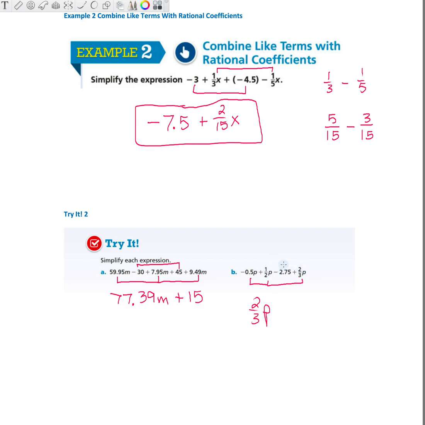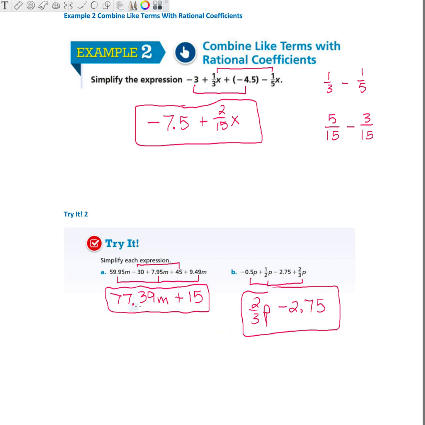And then another reason why this was pretty darn simple problem here, there's only one constant. And so that just goes along. I can't combine that negative 2.75 with anything because there are no other terms that are just constants. So there's the answer there. On either one of those, if you switch the terms around, like on this one, if the 15 was listed first, that's perfectly fine. Here, if you put the negative 2.75 first and then the plus 2/3 p second, it would be perfectly fine.